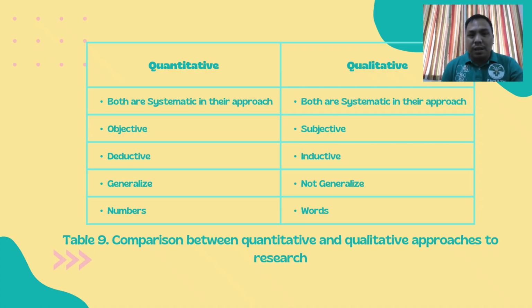Quantitative research is objective, aiming to measure and analyze the relationship between variables using a deductive approach that tests theories. It seeks to generalize findings to larger populations and primarily deals with numbers and statistical analysis. On the other hand, qualitative research is subjective, focusing on understanding meaning, experiences, and perspectives through an inductive process that builds theories from data. It does not aim to generalize findings, but instead provides deep insight into specific situations, using words and descriptive data to explain human behavior and social interactions.